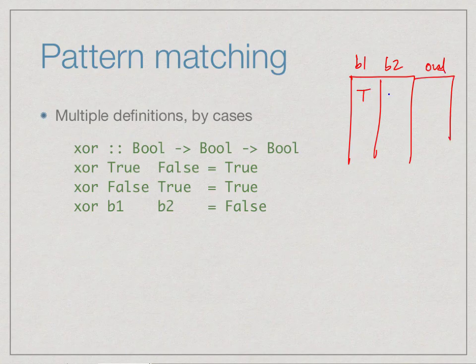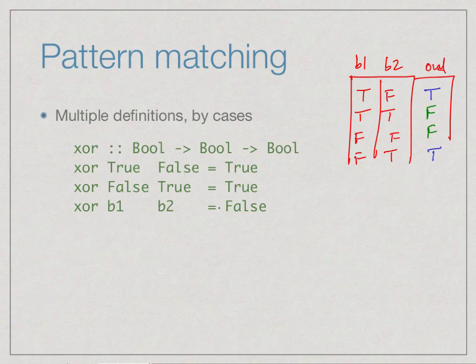We can say this is true, this is false, this is true, this is true, this is false, this is false, this is false, this is true. These are 4 possible values, and then we can specify the output. We say that this is okay, and these 2 are not okay. Right? So this is the truth table for exclusive OR.